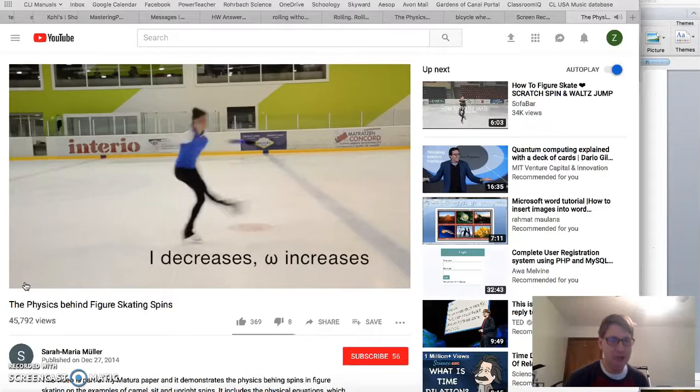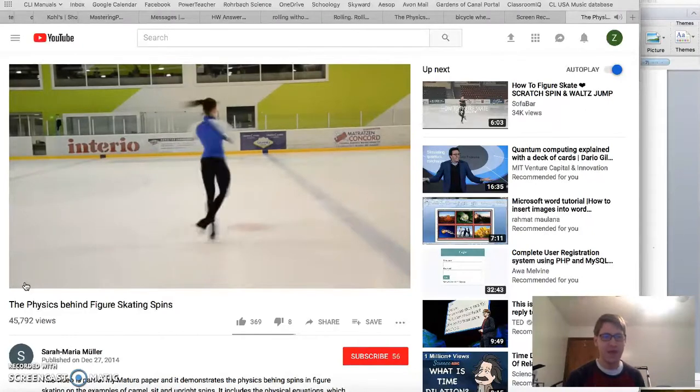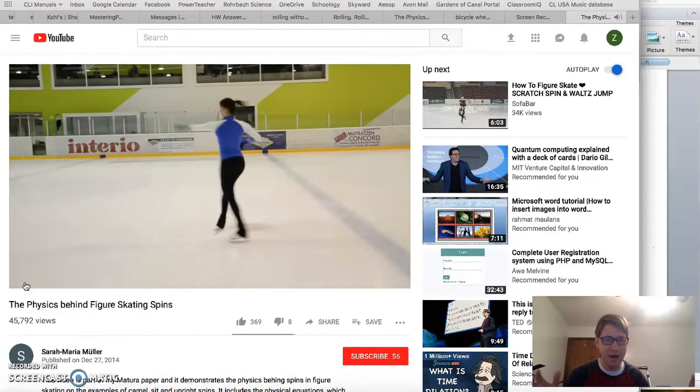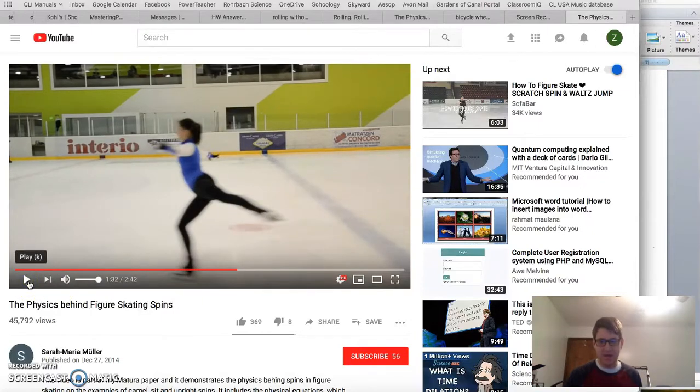As she brings her arms in, she starts to go faster and faster and faster. Again, because now the mass is at a shorter radius, the I, that is the moment of inertia, goes down. If the moment of inertia goes down, she wants to maintain her angular momentum. So she wants to maintain her L. If she wants to maintain her L, but her I goes down, then her omega has to go up.